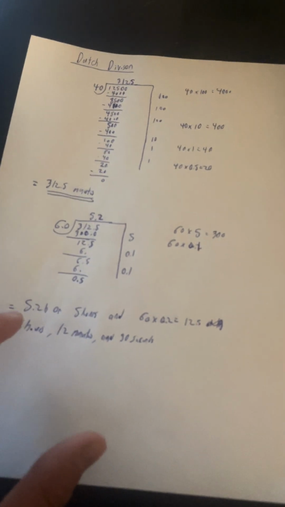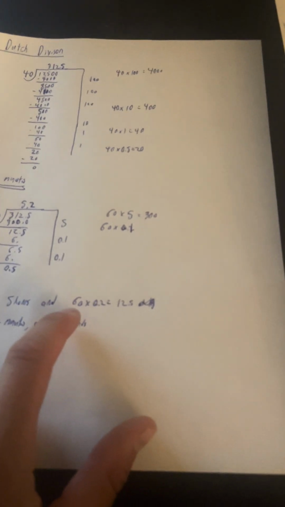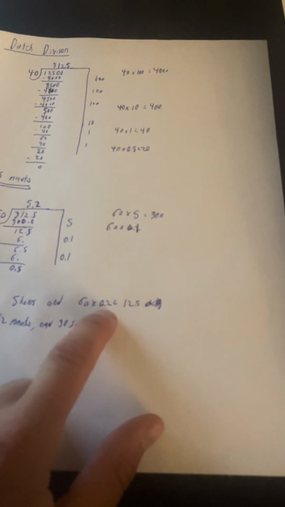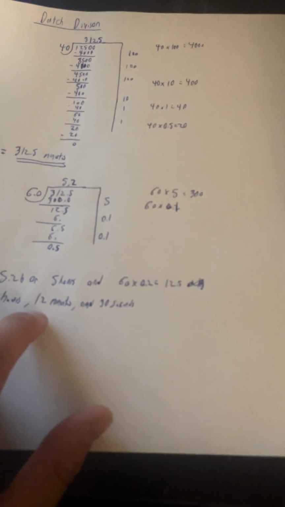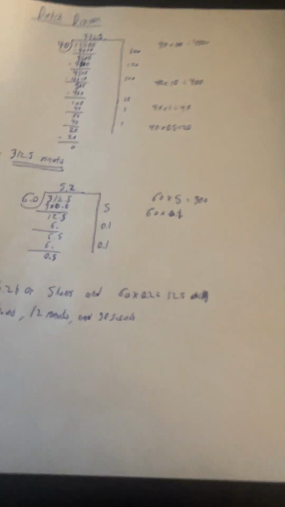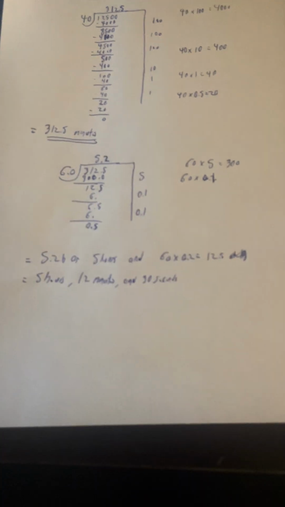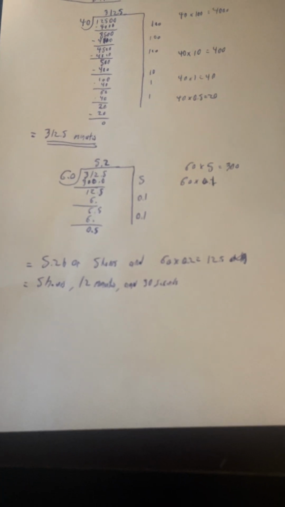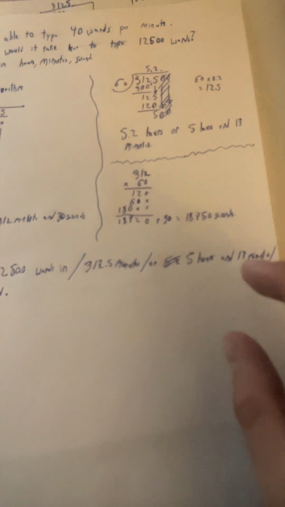So this equates to 5.2 hours, or 5 hours and 60 minutes times 0.2, which equates to 12.5. So 5 hours, 12 minutes, and 30 seconds. I didn't use the seconds. In order to find seconds for this, we just use the traditional algorithm.